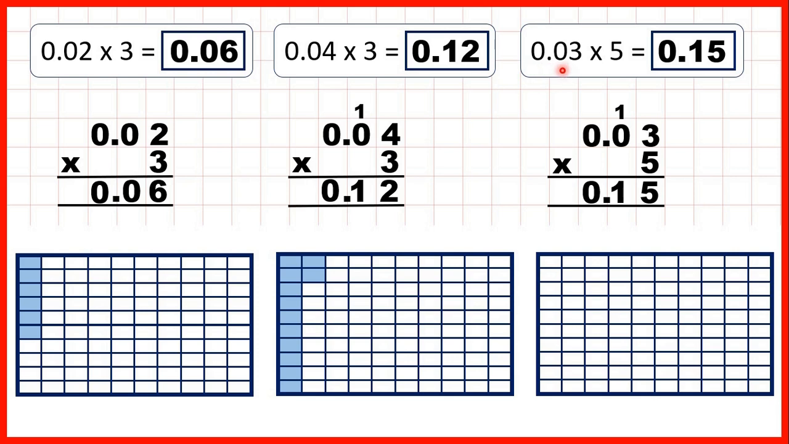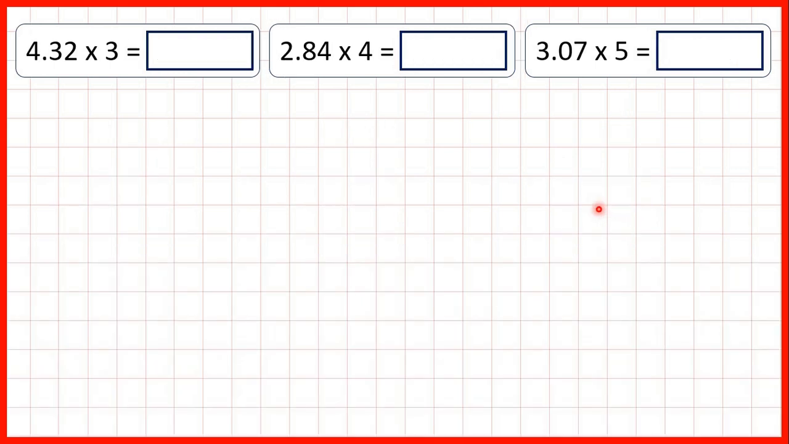And now 0.03 times 5 means that we can show 3 hundredths 5 times. So there's 0.03, 0.06, 0.09, 0.12 and 0.15 as the fifth multiple of 0.03. And again, you can see that 15 hundredths is the same as 1/10 and 5 hundredths, because 10 hundredths is the same size as 1/10.